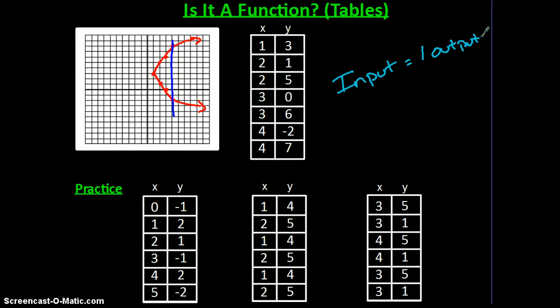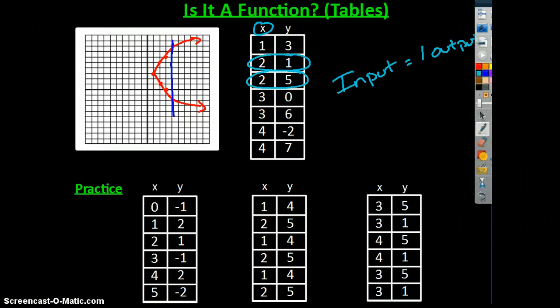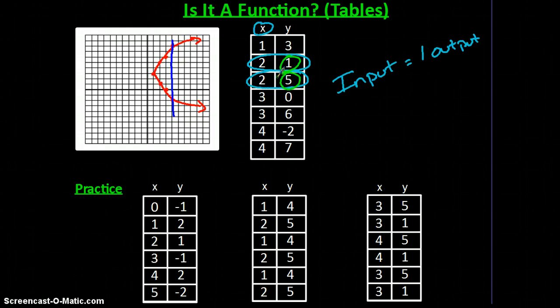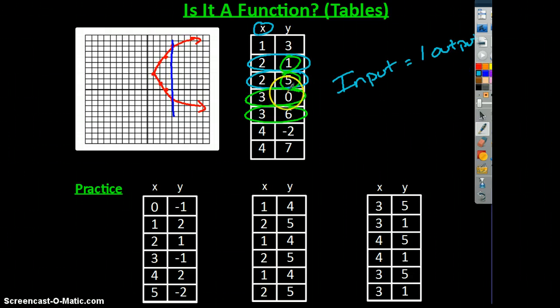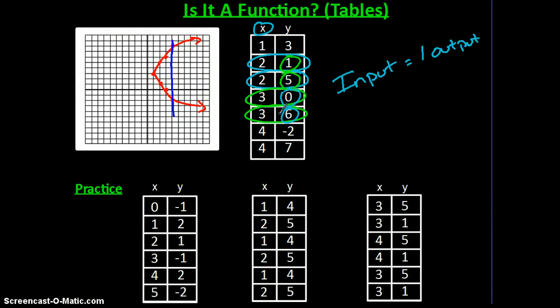So in this table, my input is my x side. As I look in this table, I see 2 come up twice. However, 2 has 2 completely different outputs. By definition, this means it is not a function. Also, I look and see when x is 3, y is 2 different values. Once again, by definition, this is not a function. The 3 problems below, you are now going to test if they are a function or not.